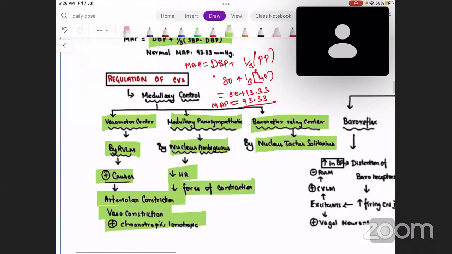Okay, fine. Stimulation of your RVLM will cause a positive chronotropic and a positive inotropic effect. What is chronotropic and what is inotropic, people? Which one is related to heart rate, chronotropic or inotropic?